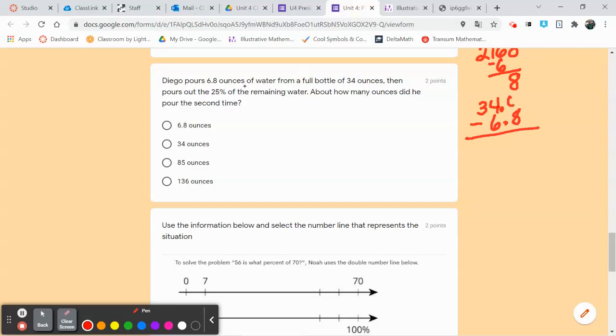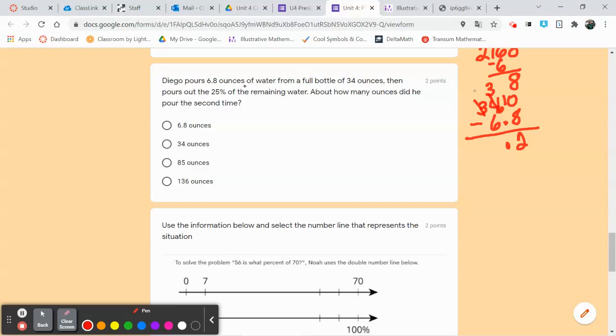I'm going to put a point and a 0 there, and I'm going to subtract. I can't subtract. I need to borrow from the 4 and make it a 3. 10 minus 8 is 2. Remember, in addition and subtraction, your decimal lines up and comes straight down.